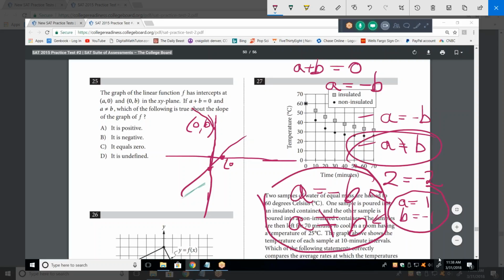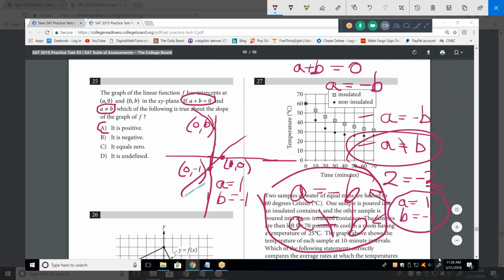That point is 1, 0. And this point is 0, minus 1. And A is 1 and B is negative 1. Now, that is satisfied, right? 1 plus negative 1 is 0. That is satisfied because 1 is not equal to negative 1. And I have a positive slope for sure.